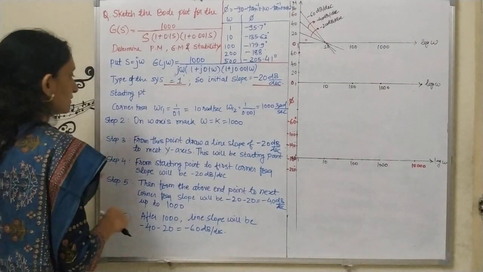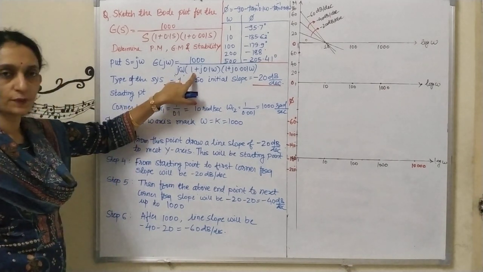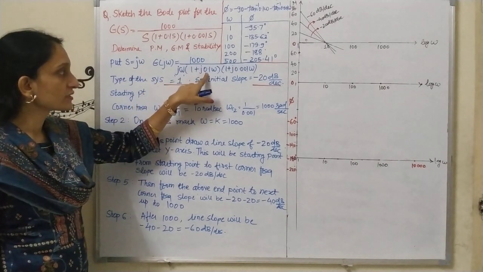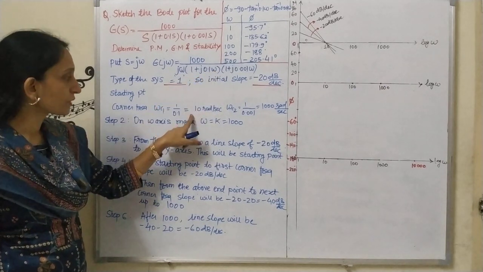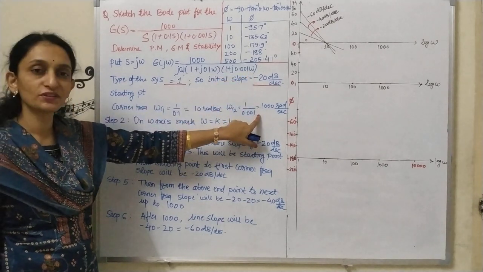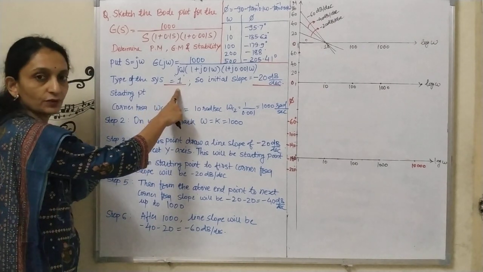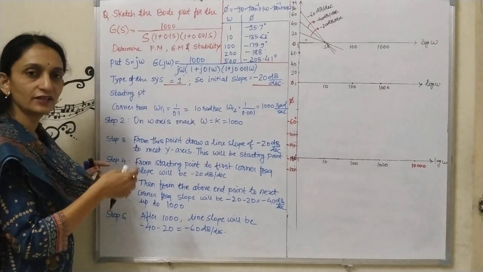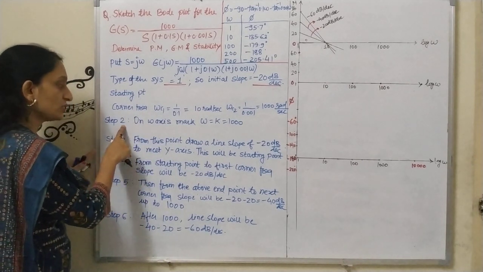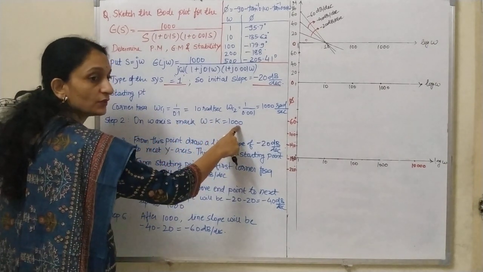Next step, I need to calculate the corner frequencies. This is a pole at origin, so it will not have a corner frequency. This is 1 plus omega by 10, so the first corner frequency will be 10. Then rearranging, omega by 1000, so this will be the second corner frequency. Now, how do you calculate the starting point for a type 1 system? In the previous numerical you directly get the starting point by calculating 20 log k to the base 10. So the next step is actually step 2: on the omega axis mark omega equal to k equal to 1000.